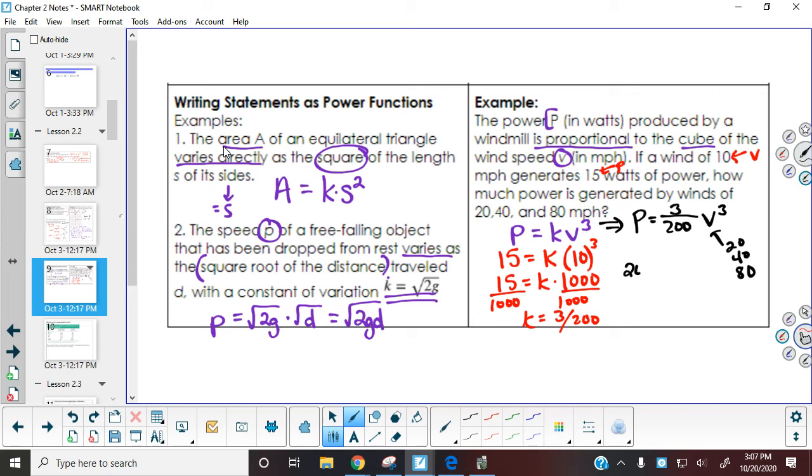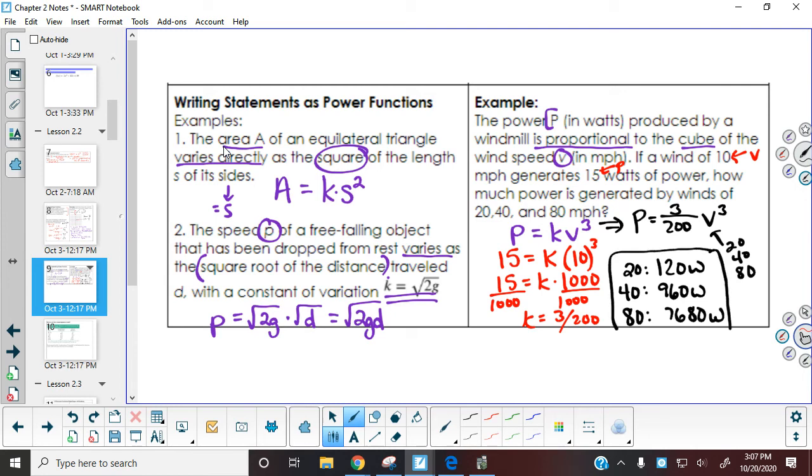So when you plug in a 20, you end up with 120. If you plug in 40, or you substitute 40, you get 960. And then last but not least, when you plug in 80, you get 7,680 watts. Okay, so those are going to be my 3 answers based on my equation.